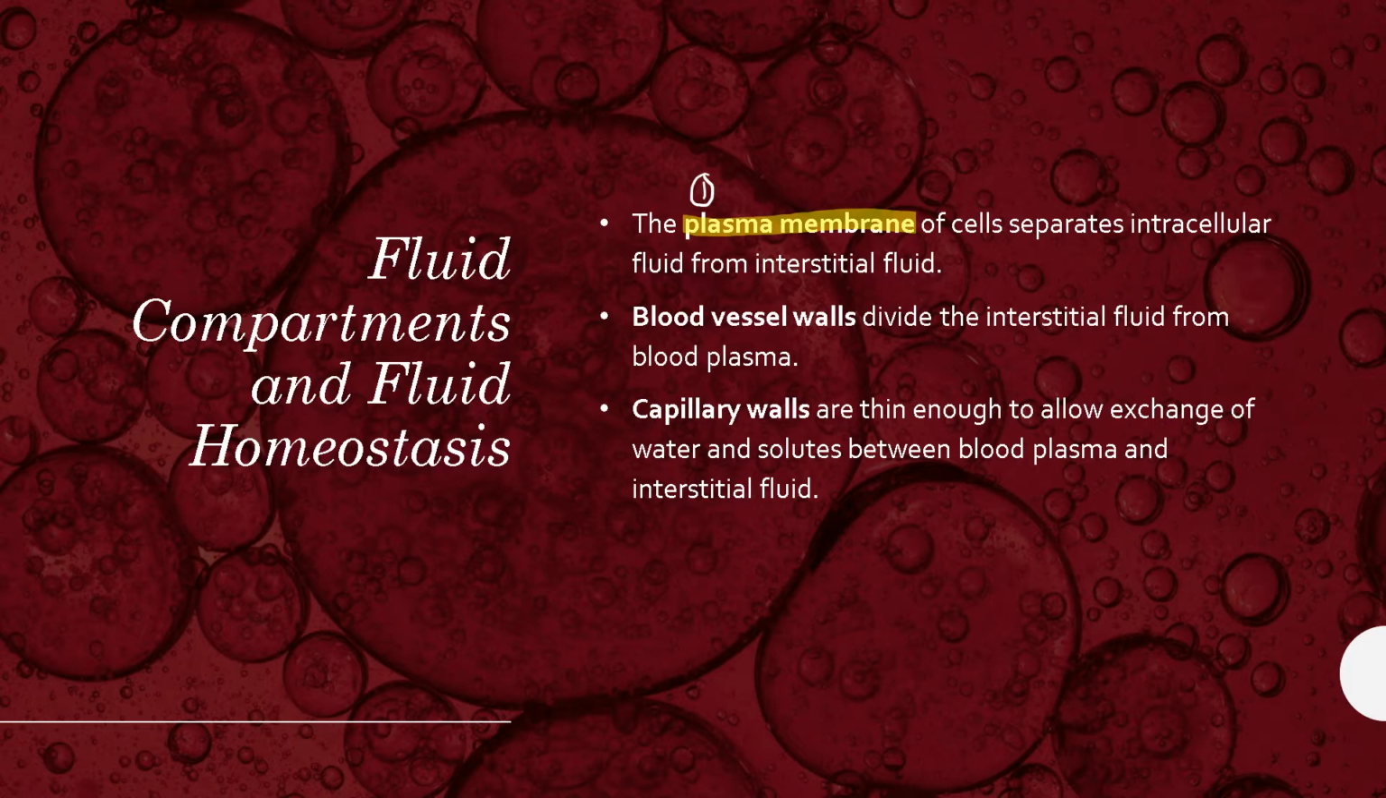The second barrier that we have right here are the blood vessel walls. Blood vessel walls divide the interstitial fluid from the blood plasma. Only in the capillaries, which remember are the smallest blood vessels, are the walls thin enough and leaky enough to permit the exchange of water and solutes between the blood plasma and the interstitial fluid.